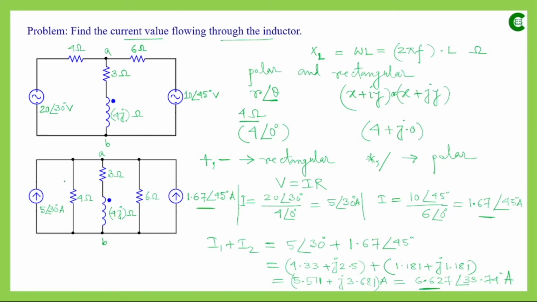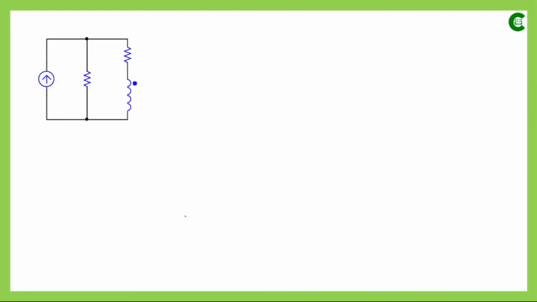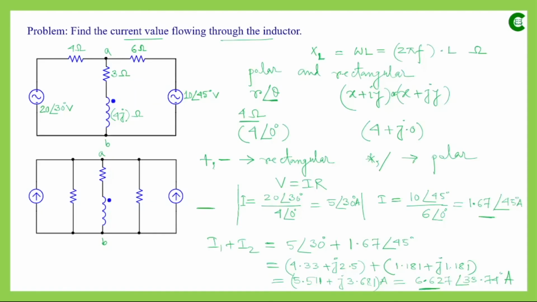And with that, we have all these three parallel paths. So 6.627, 33.74 degree. And in this circuit, we have this 4 ohm and this 6 ohm. They are connected also in parallel. And with that, this path through which we want to find out the current value is also connected in parallel. So what we do is we will simplify these two parallel paths, 4 ohm and 6 ohm, and we will find out the equivalent resistance.